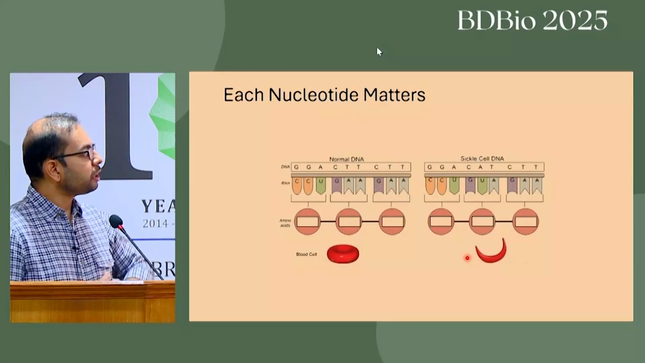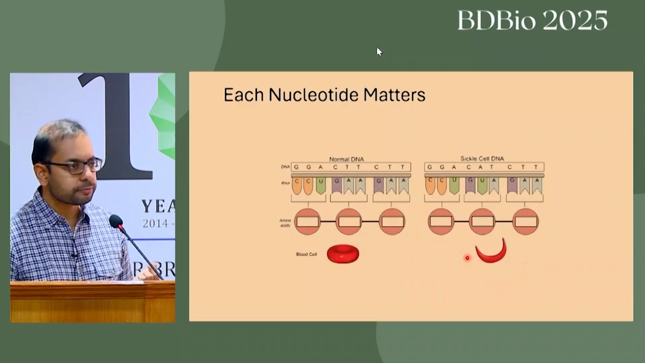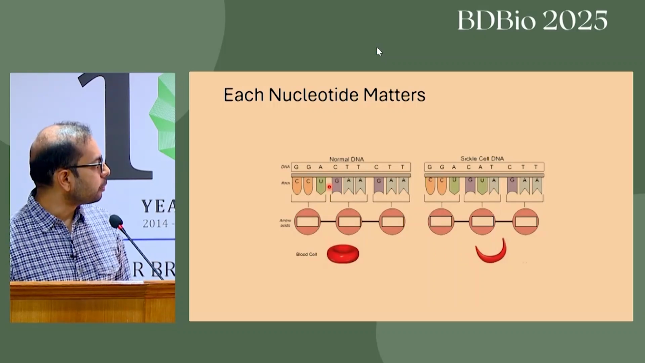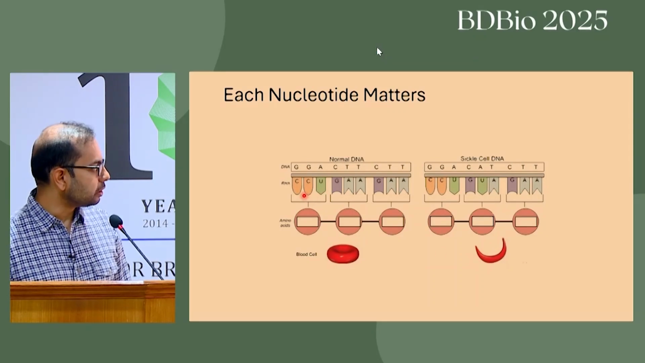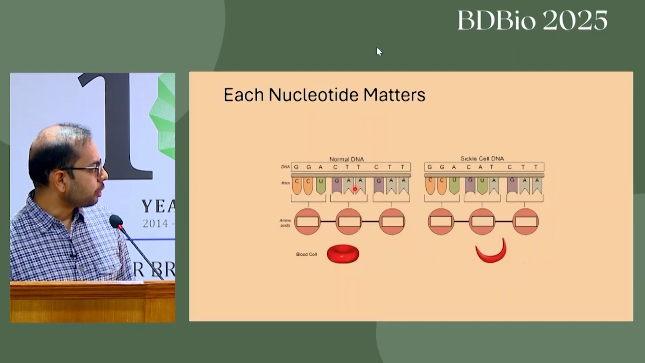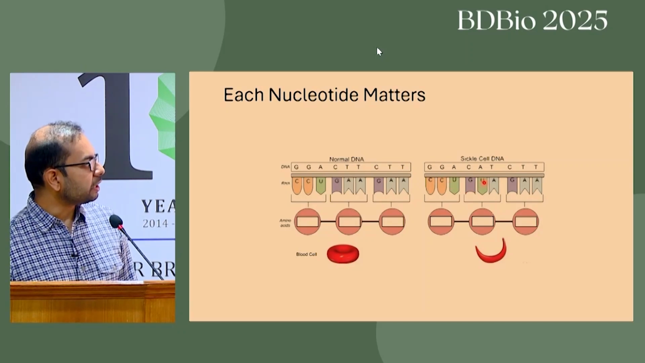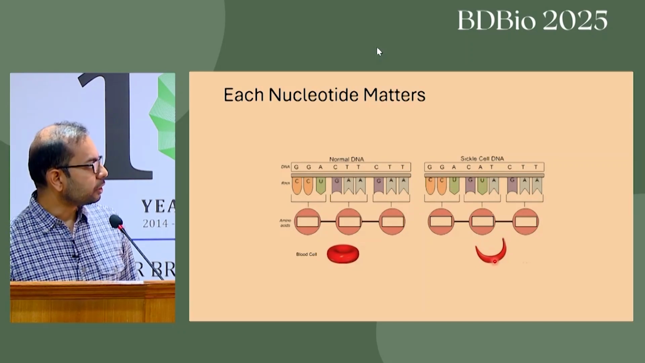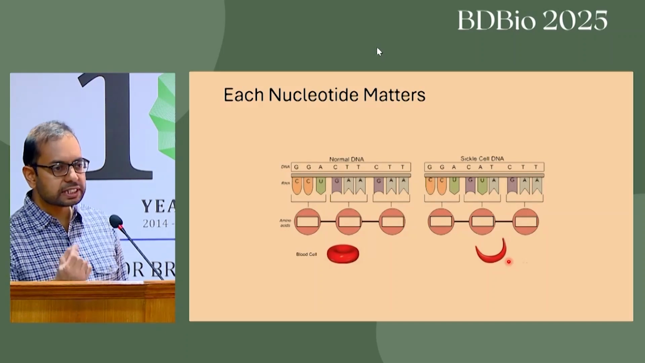And the other problem we are facing is that each nucleotide matters. So for example, look at this. This is about sickle cell anemia. If you see normal DNA, this is how it looks, and this is what the cell looks like. The only thing that has changed is one letter here, and that has led to sickle cell anemia. So every single letter matters.